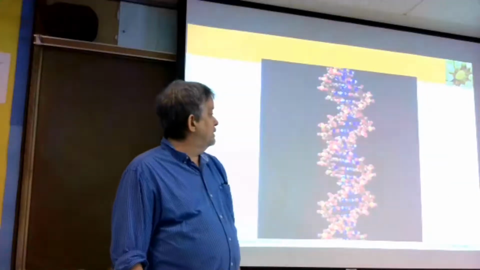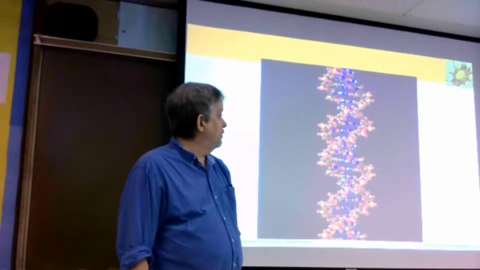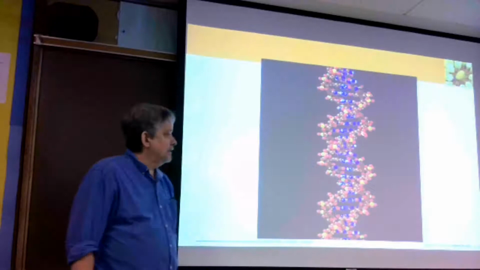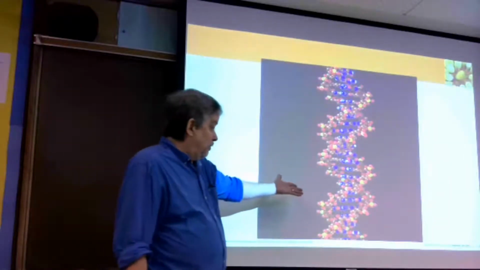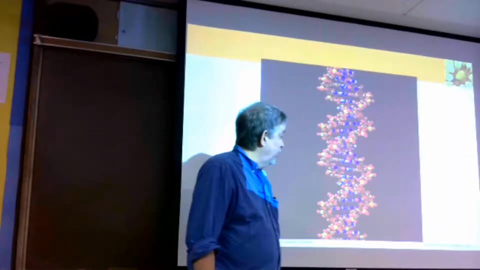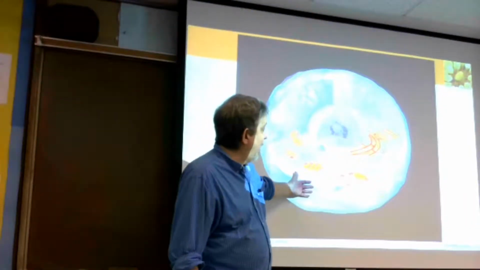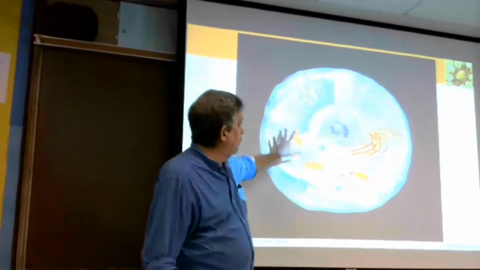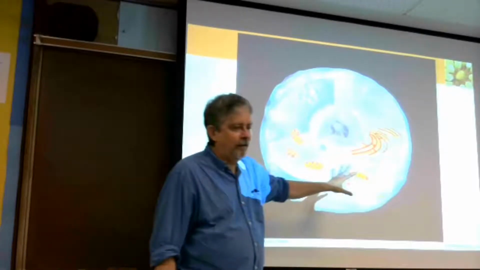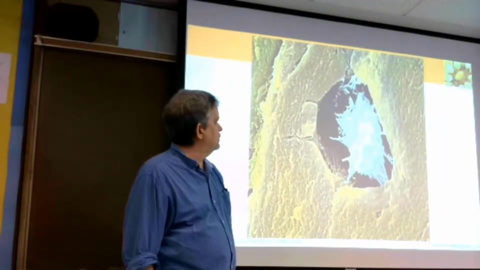So there's an atom. Here's DNA. This is the blueprint. This is the molecule of life. We'll talk about that more. This is an animal cell, and we're going to go through all the different parts of the animal cell as we go through for this first test.